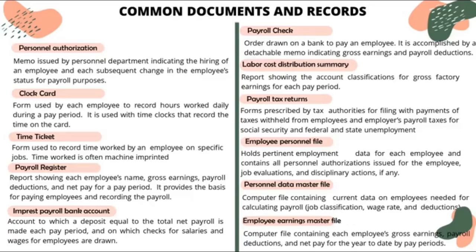Next, personnel data master file: a computer file containing current data on employees needed for calculating payroll, job classification, wage rate, and deductions. And the last one is employee earnings master file: a computer file containing each employee's gross earnings, payroll deductions, and net pay for the year to date by pay periods.